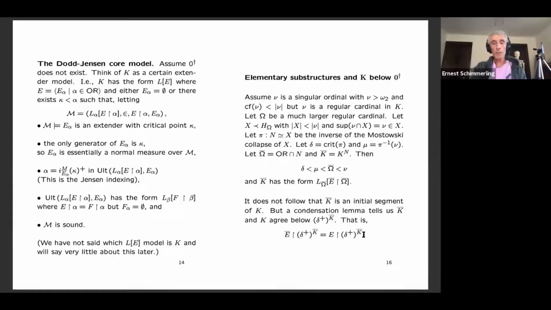Yeah, there's no typo here. I'm not saying that they agree on what the next cardinal is. I'm just saying that the extender sequences agree up to that ordinal, which may or may not be a cardinal in K.